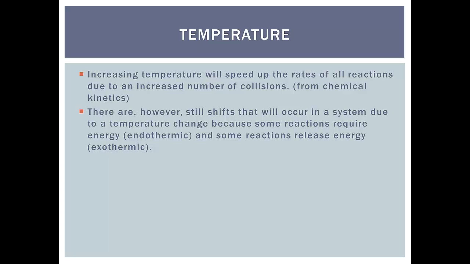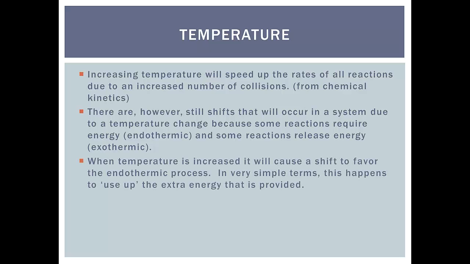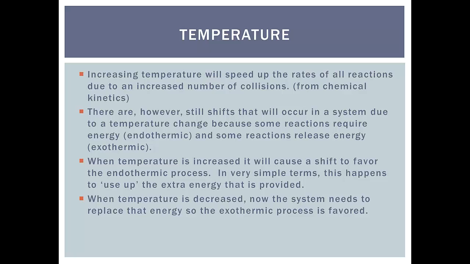There are, however, still shifts that will occur in a system due to a temperature change, because some reactions require energy, which are endothermic reactions, and some reactions release energy, which are exothermic. So when temperature is increased, it will cause a shift to favor the endothermic process. In very simple terms, this happens to use up the extra energy that's provided. When you add heat, you've created too much heat, so you need to use some of it up. The process that uses energy is the endothermic process, so that reaction will be favored. When temperature is decreased, the system needs to replace that energy, so the exothermic process is favored. Again, the reverse: if you take away heat, you need more heat, so you need the reaction that's going to create more heat. That's the exothermic process.